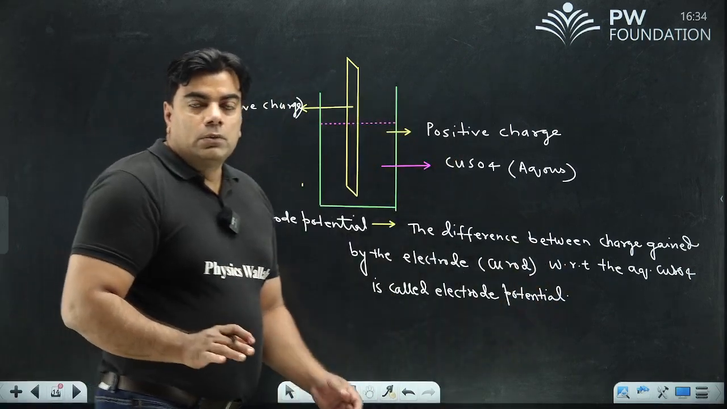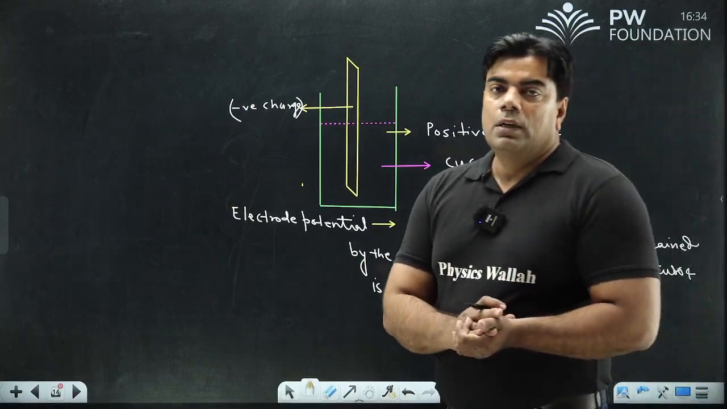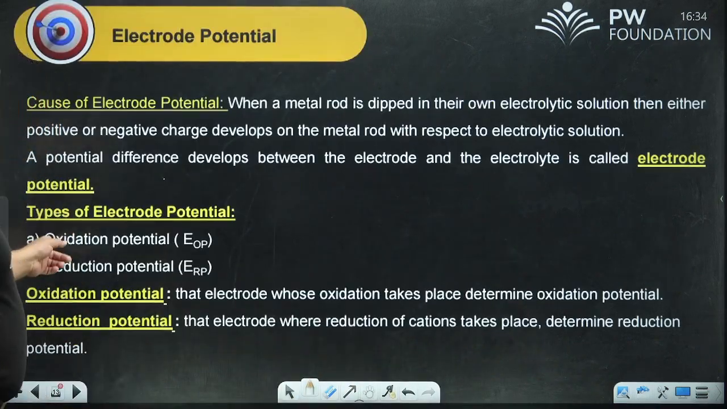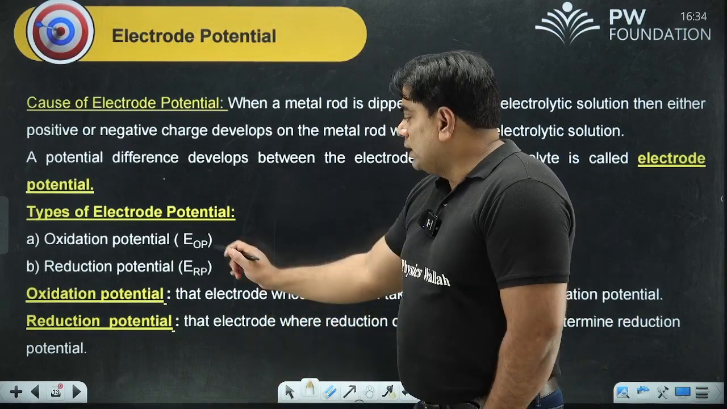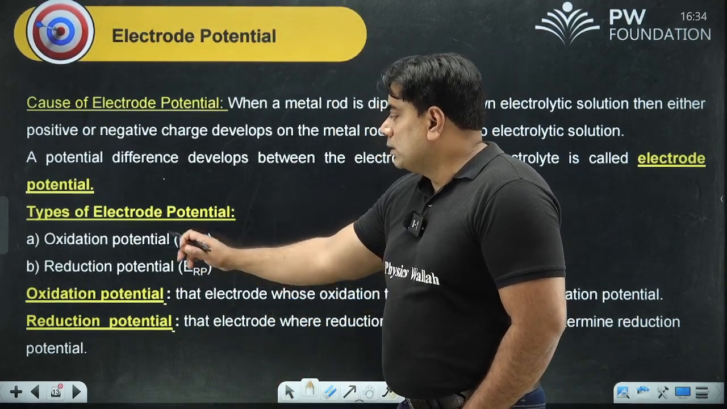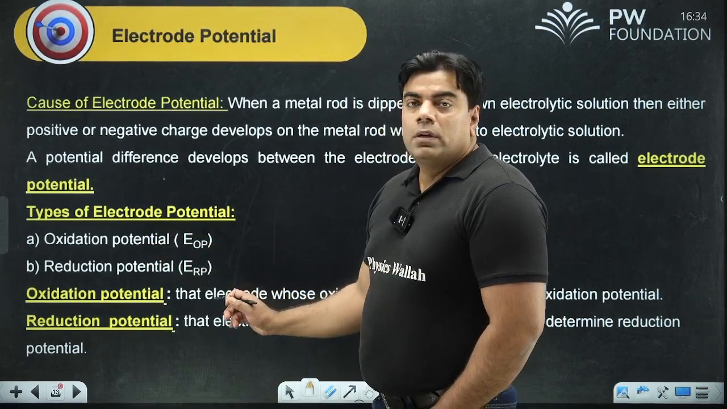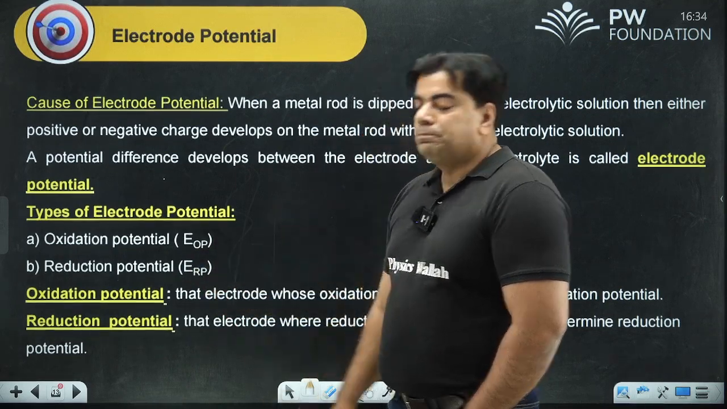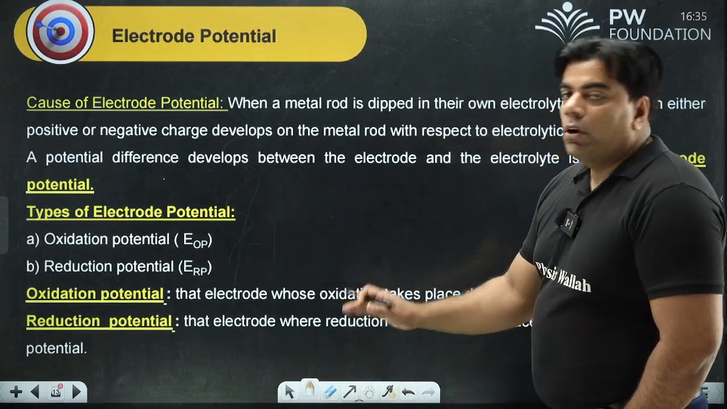Now, electrode potentials are again of two types. One is called oxidation potential and the other is called reduction potential. The symbol for oxidation potential is capital E, OP. The symbol for reduction potential is capital E, RP. RP means reduction potential. Is it clear?